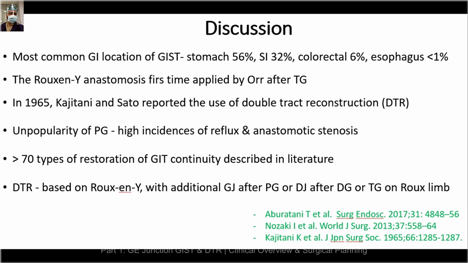Unpopularity of proximal gastrectomy is because of the high incidence of reflux and anastomotic stenosis, because historically we have been anastomosing the remnant of the stomach to the esophagus. There are more than 70 types of restoration of GIT continuity after gastrectomy described in the literature. The DTR is based on Roux-en-Y with additional gastroesophageal anastomosis after proximal gastrectomy, or duodenogastrostomy after distal gastrectomy and total gastrectomy. The advantage of DTR is that the remnant stomach is available, there is a high probability the patient can have regular meals, laparoscopic access is available to the endoscope, and it improves quality of life.